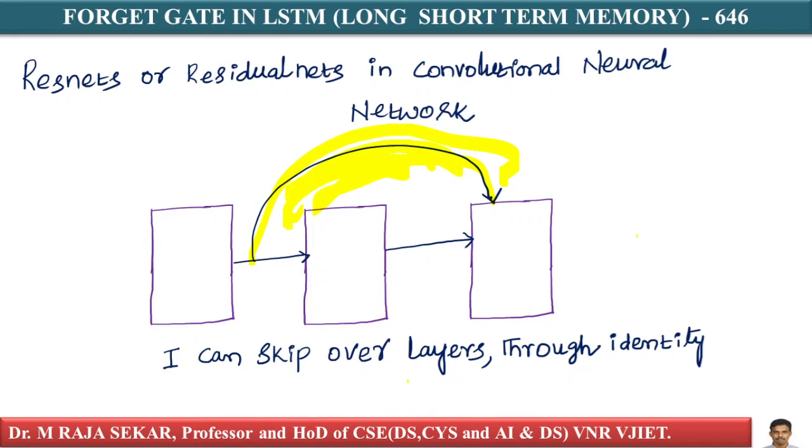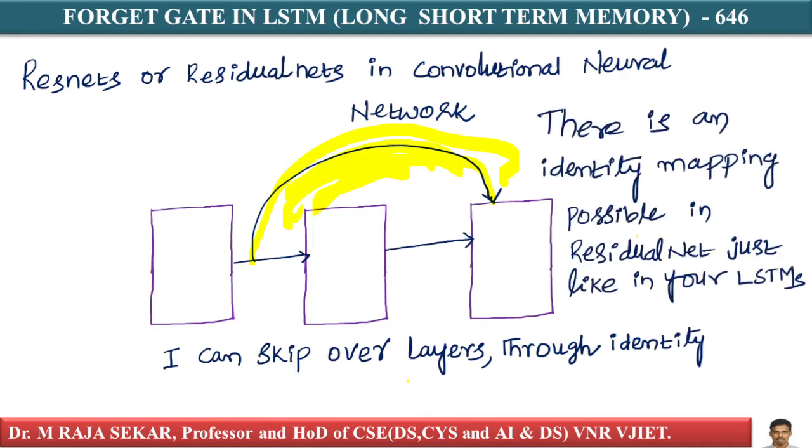What did we do? We had a mechanism where I can jump over layers and just transfer the whole identity. So when I first learned about LSTMs, there is an identity mapping possible in ResNet. When I first learned about LSTMs, I saw a lot of similarity between what ResNets were achieving and what LSTMs were doing, because this is an identity mapping.